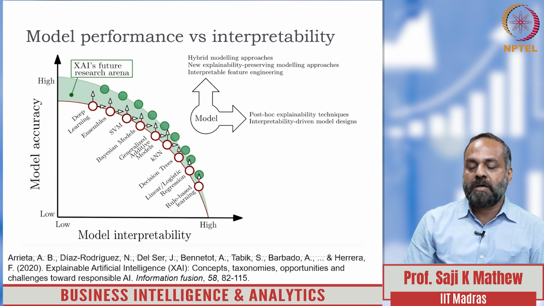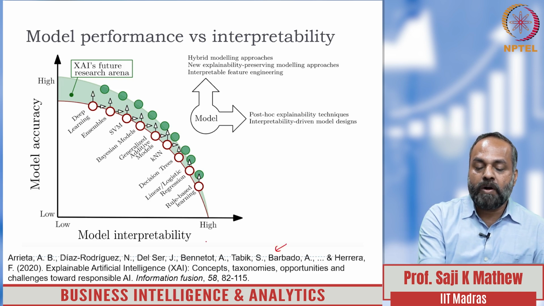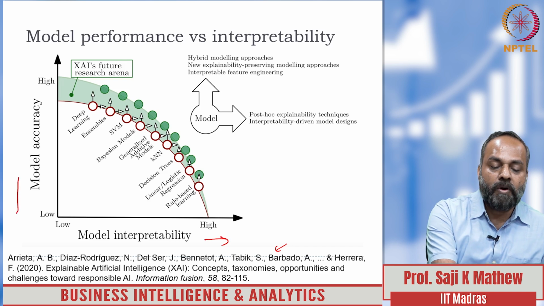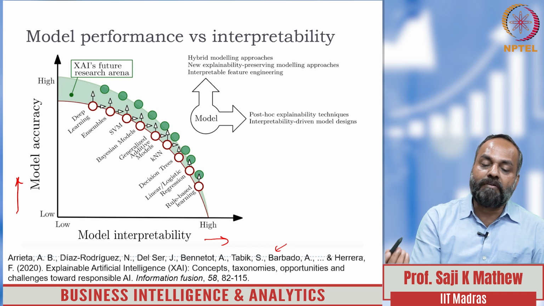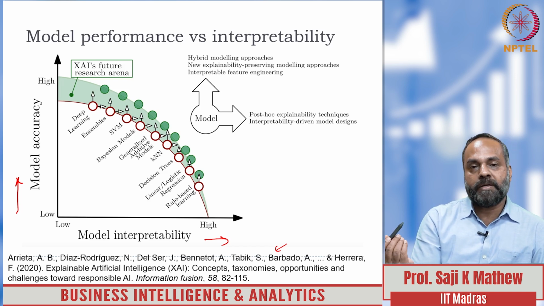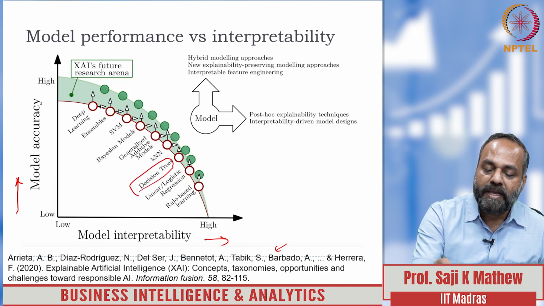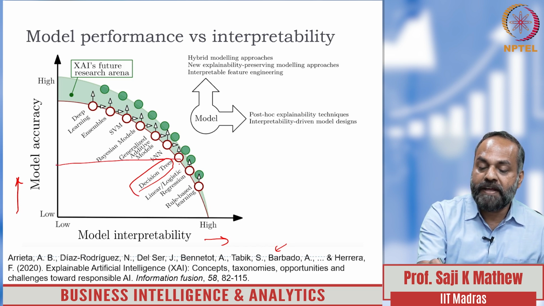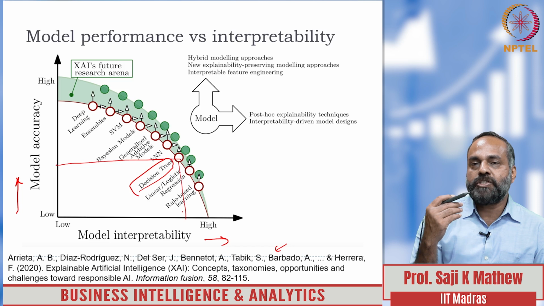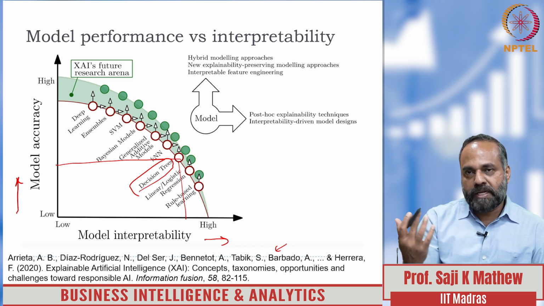So here is a diagram that is taken from a recent research paper, which depicts model interpretability in the x-axis and model accuracy in the y-axis. And you can see that there is a trade-off between model accuracy and model interpretability. For example, a model like the decision tree has reasonable accuracy, but they are very interpretable, because once you complete a decision tree induction, you can have a very clear representation of that model diagrammatically or figuratively.